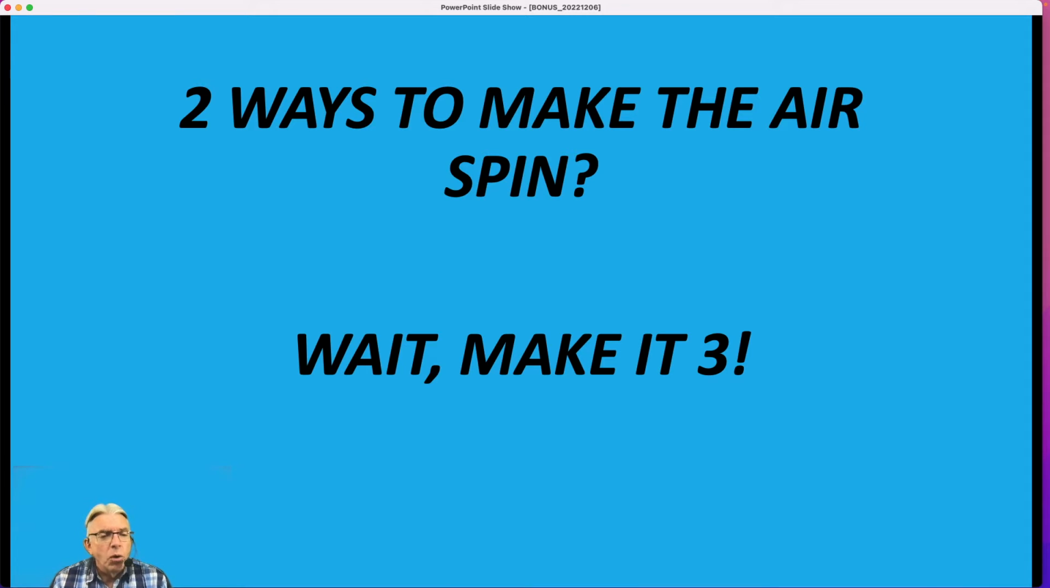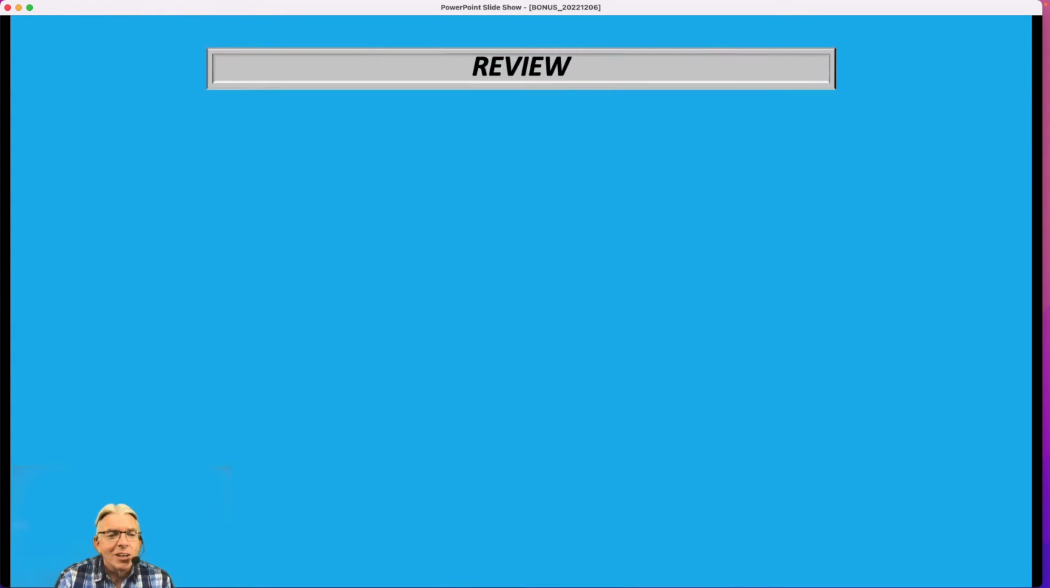We've talked before about spin in the atmosphere, the scientific term for it being vorticity, and that there were a couple of ways to bring that about. Number 1 was curvature of the flow. Number 2 was the amount of wind shear over a given distance, okay? But wait, there's a third way, and that's what we're going to talk about today.